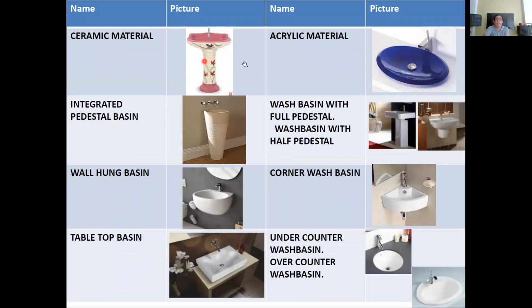We have ceramic, metal, acrylic material, or integrated pedestal basin, or wash basin with full pedestal or with half pedestal, like this one. This is the full pedestal, this is the half pedestal. We have the wall hang basin, the corner wash basin, and the tabletop basin. Sometimes it's round in shape. We have the under counter basin, like this one. This is the rim above the counter, and this is the rim below the counter. So make sure that you memorize these different types of lavatory or wash basin.